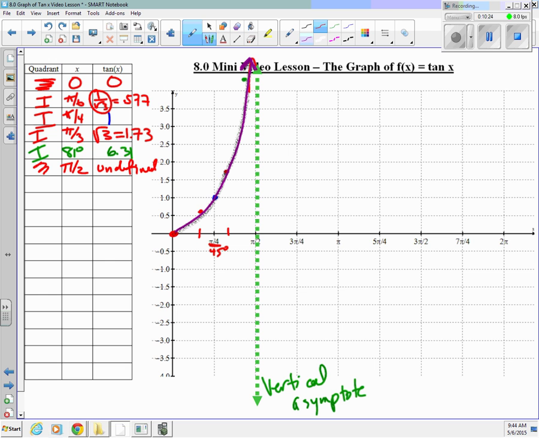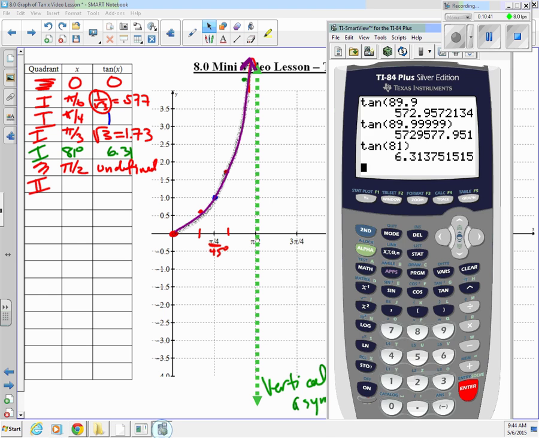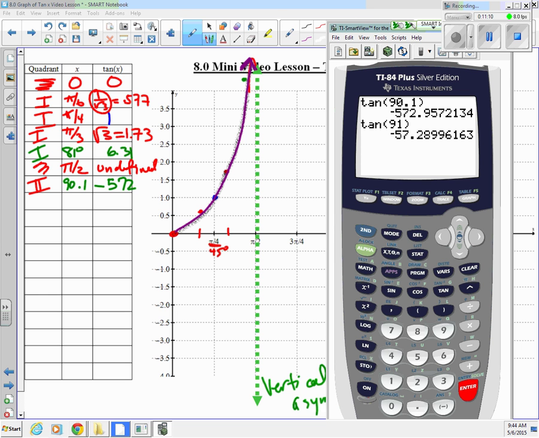Now, as we do the second quadrant, keep in mind that your tangent values are negative. If I think about what's happening at, say, 90.1 degrees, I'm going a little past 90. Tangent of 90.1 is negative huge. As I get away from 90, I'll go to 91, it's still negative and still huge, but not quite as huge. If I had tangent of 91, I get approximately negative 57. Tangent of 92, for example, as we slowly get away from that asymptote, is only negative 28.